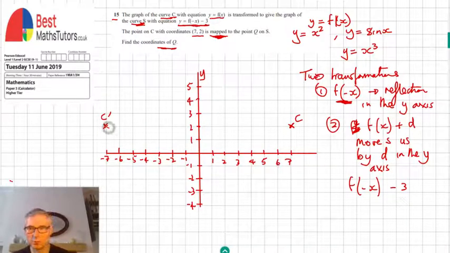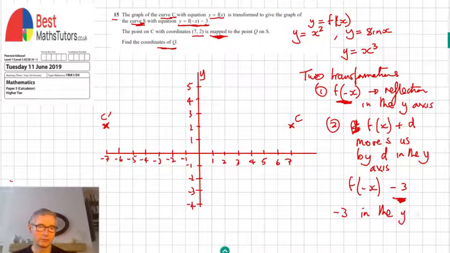So we're going to take our point here, which is C dash, and move down by 3, so minus 3 in the y direction. If we do that, we just count down 3 squares: 1, 2, 3, and that's it. So that is our point Q here.